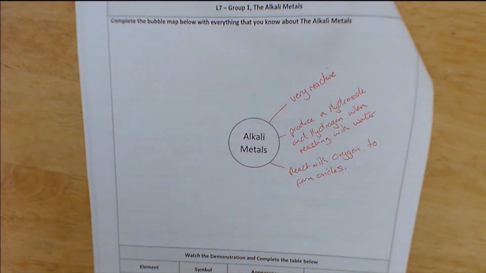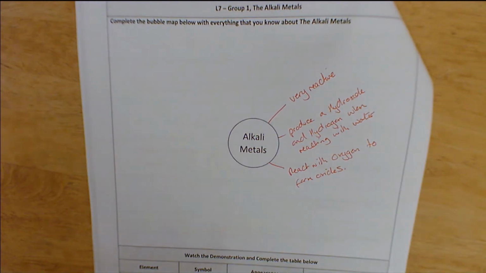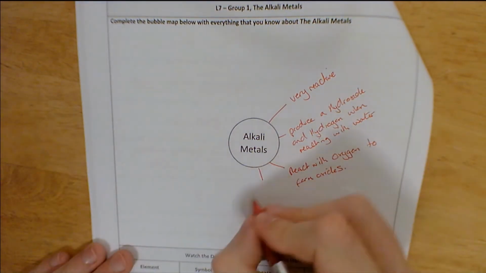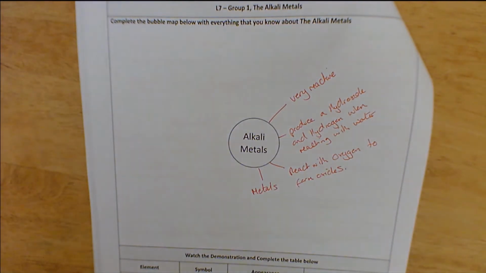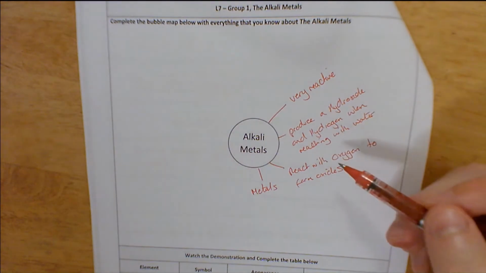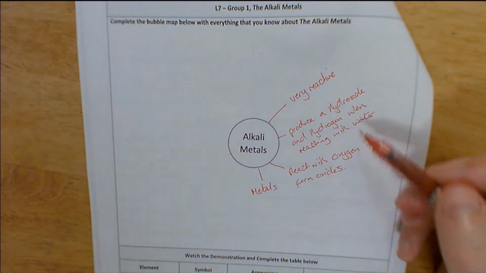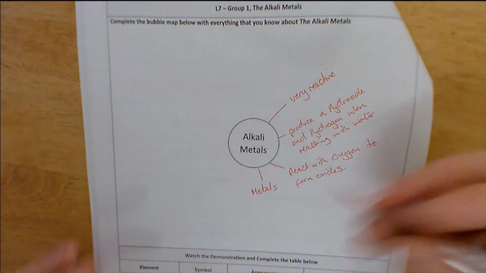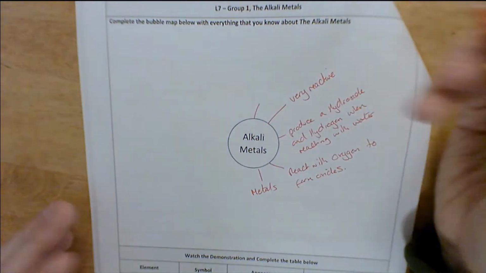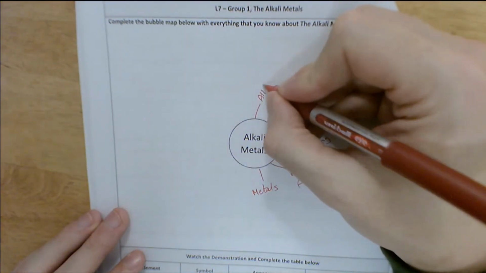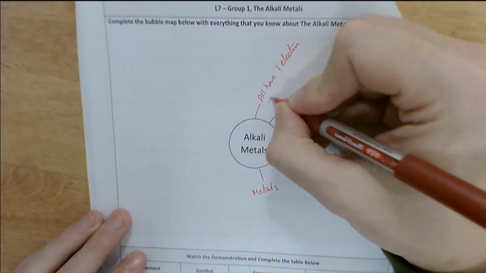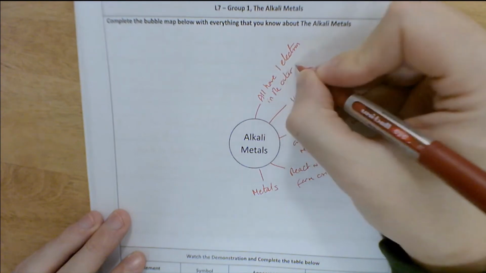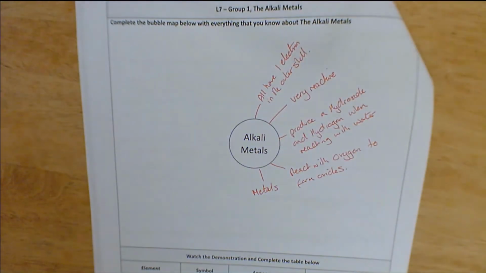And we can think, well, why do they have these properties? Why are they shiny? Well, because they're all metals. So it makes sense that they will have metallic properties. Why are they all very reactive? Why do they all react with water to produce hydrogen and a hydroxide? Why do they all react the same way with oxygen? Well, because they have the same electronic configuration. They all have one electron in the outer shell. That's why they have such similar reactivity.